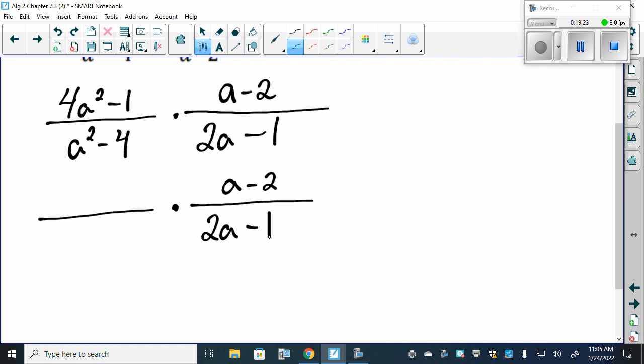Which one do we want to factor first? 4a squared minus 1. Since there are only two terms and they're being subtracted, it'd be really nice if it is a difference of perfect squares. Well, 1 is a perfect square, because 1 times 1 would give us 1. Now the question is, is 4a squared a perfect square? Well, yes, because 2 times 2 would give us 4, and a times a would give us a squared. So 4a squared minus 1 is a difference of perfect squares, which would mean that we'd have 2a minus 1 and 2a plus 1.